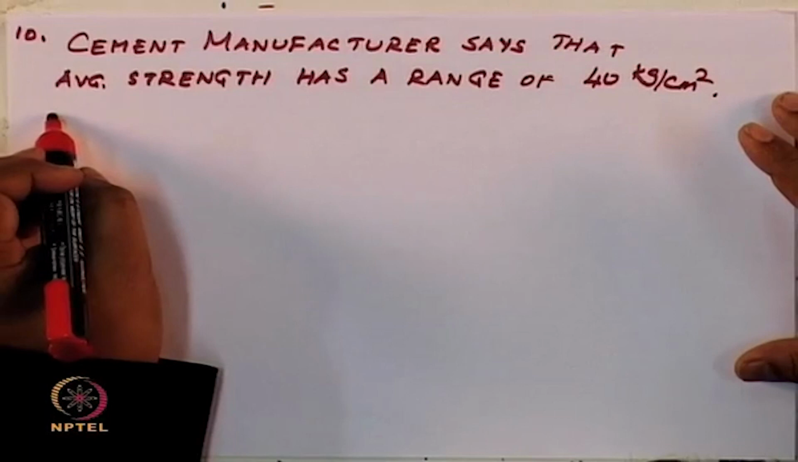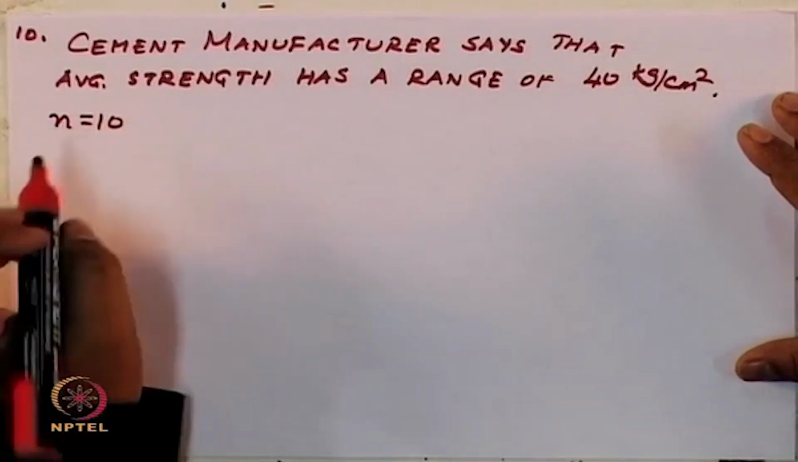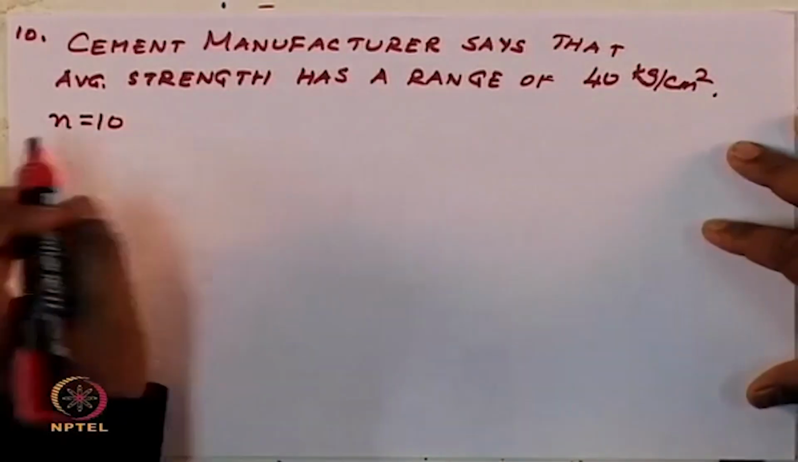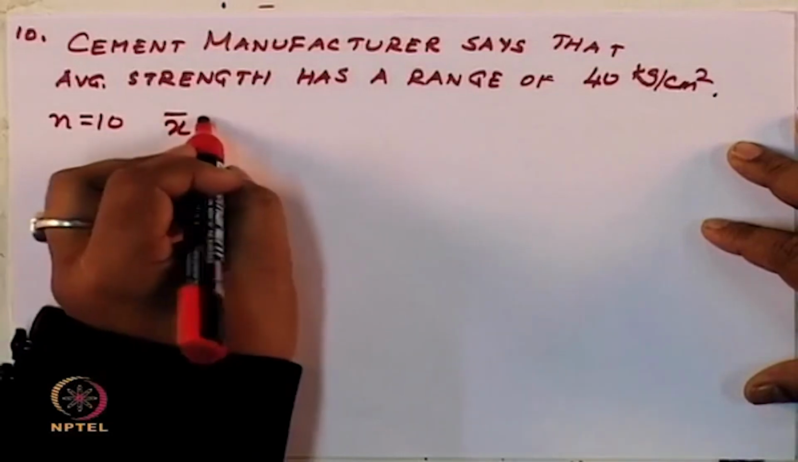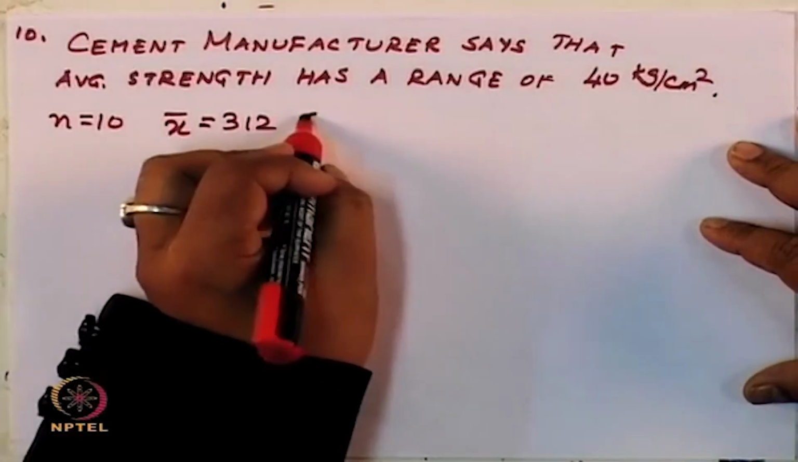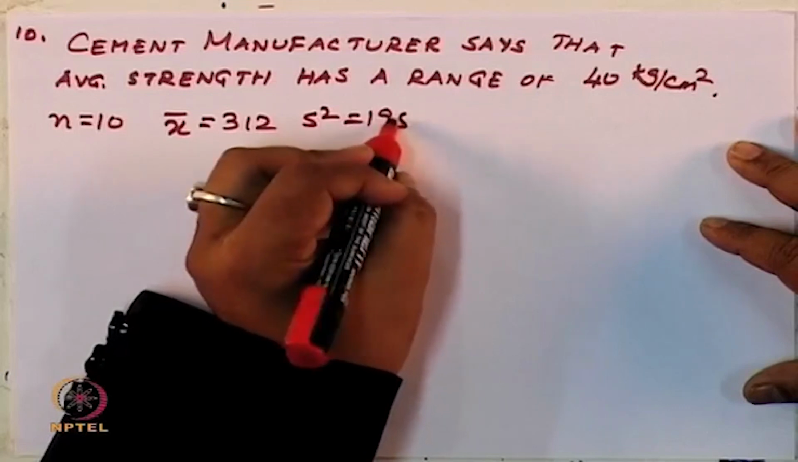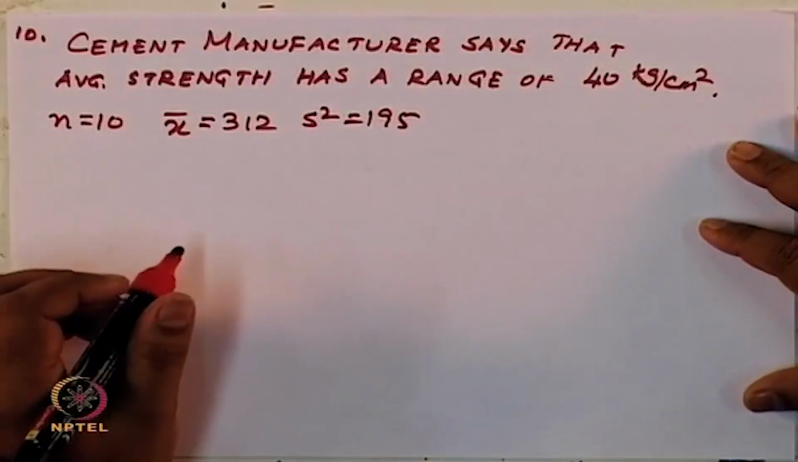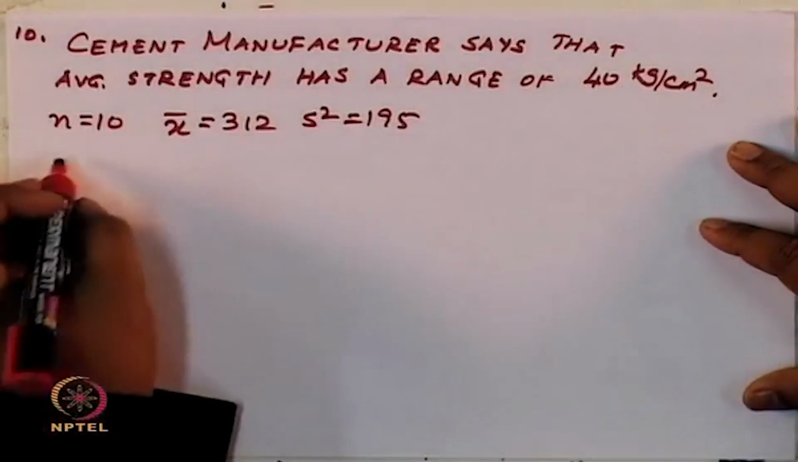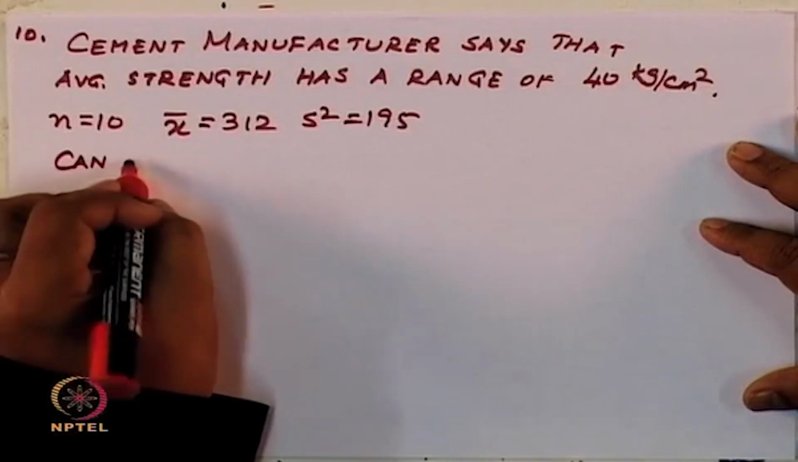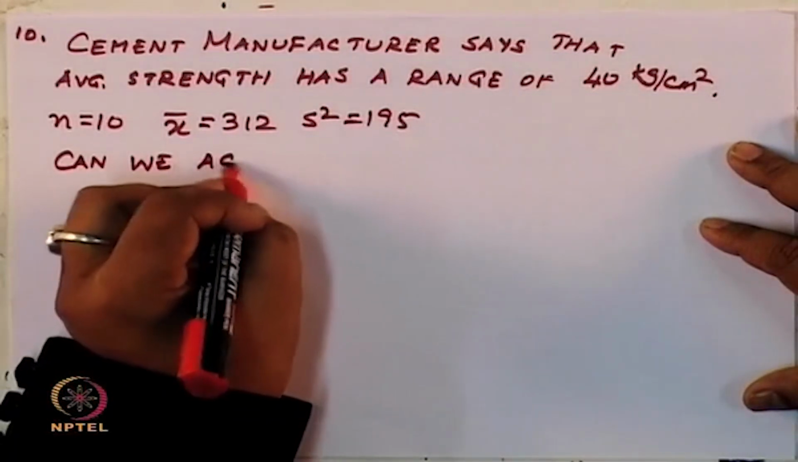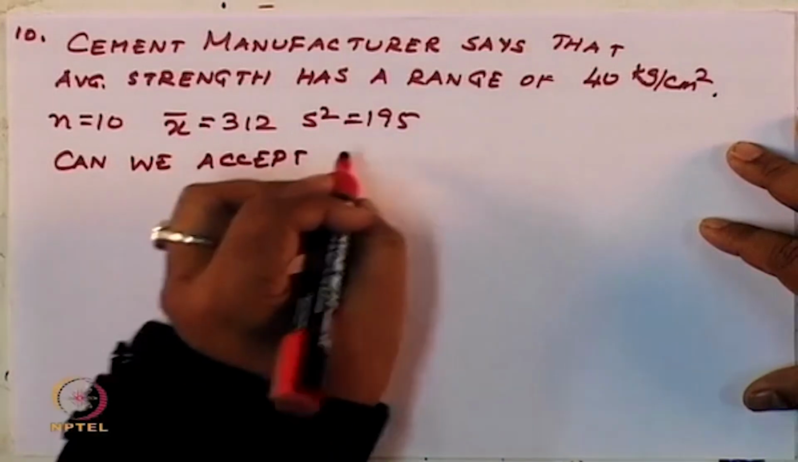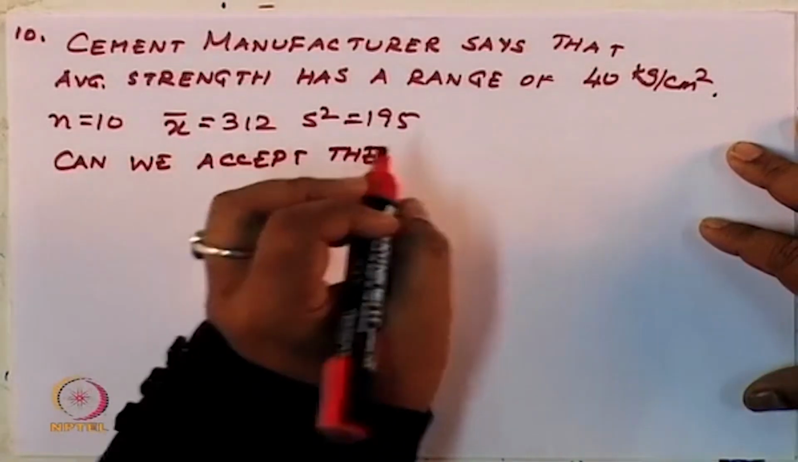So, to test it, n equal to 10 samples size has been drawn, and based on this you have obtained an x bar value of 312 and an s square value of 195. Okay. So, can we accept the manufacturer's claim?